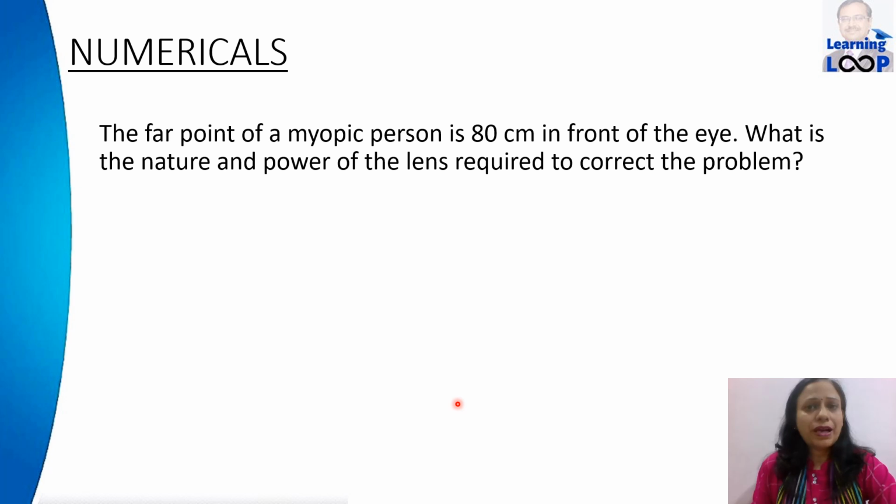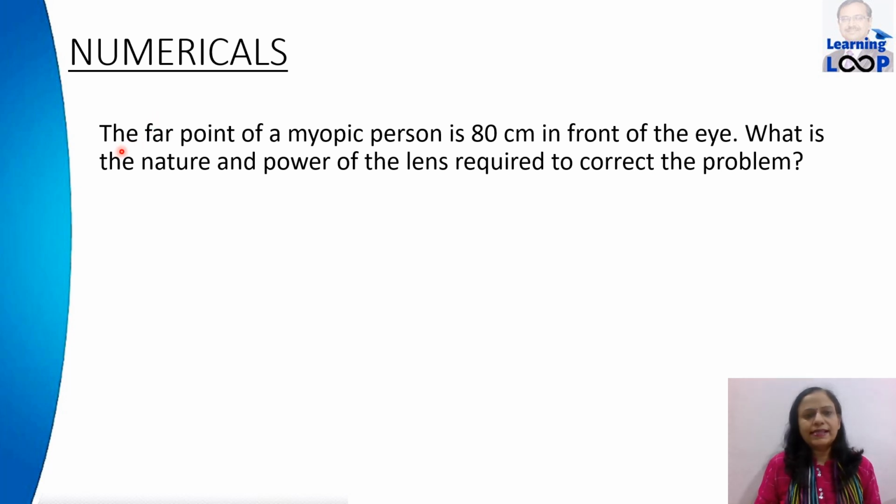Now, you may be asked numericals on these defects of vision. Though the formula remains the same, which you have studied in the first chapter, light, reflection and refraction, we will be using the lens formula and the formula for power here. But there are certain points that you need to understand. You'll find these two numericals in your NCERT textbook, the ones that I'm going to discuss in this video right now. So let's have a look at these numericals.